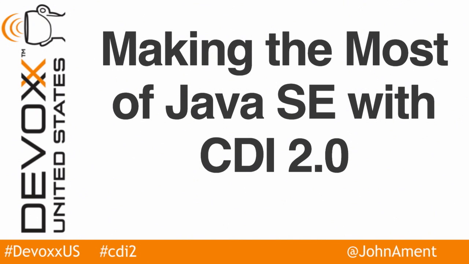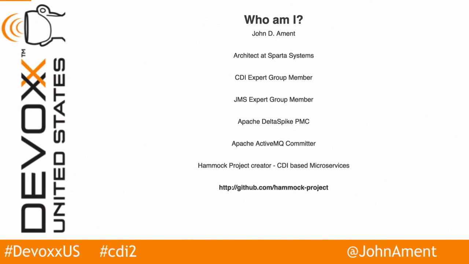We are here to talk about CDI 2.0 and how you can use it in Java SE. My name is John Ament, member of the CDI 2 expert group. I'm an architect for Sparta Systems. I've worked on JMS in the past as well, Apache DeltaSpike and ActiveMQ, and the Hammock project as well, which is doing microservices with CDI.